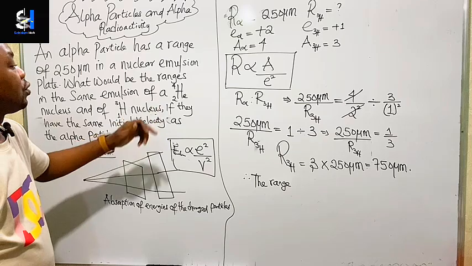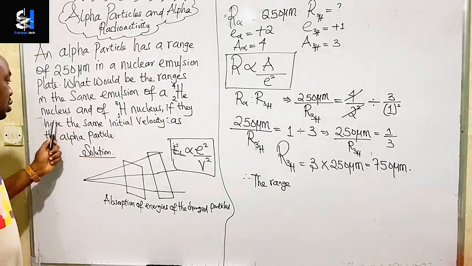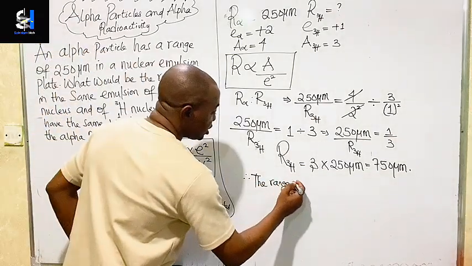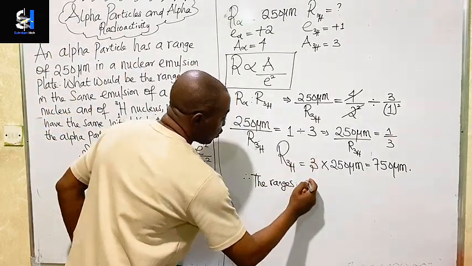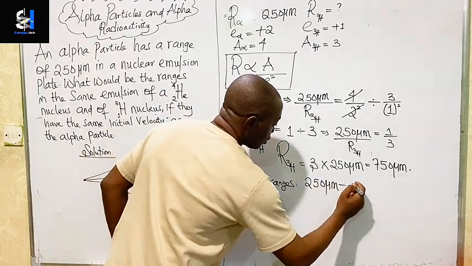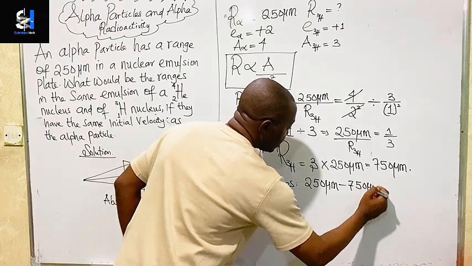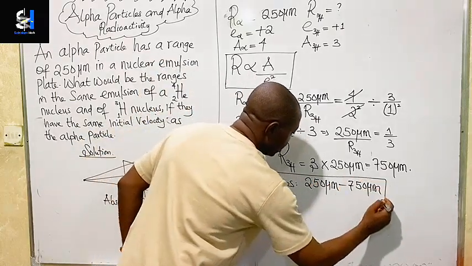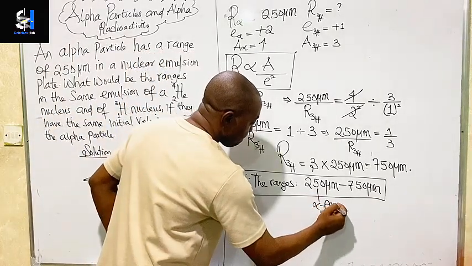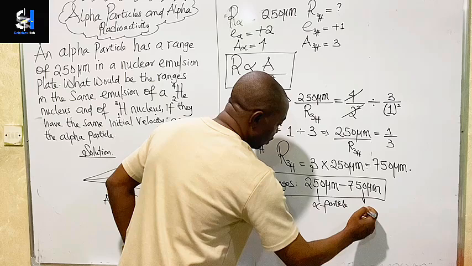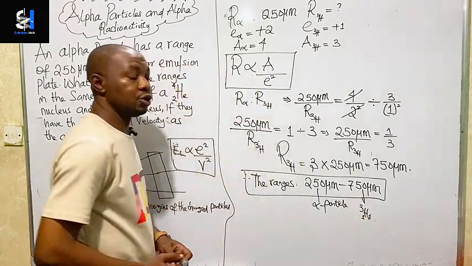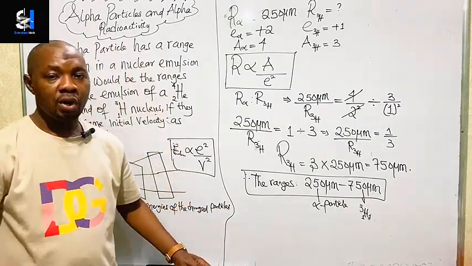Therefore, these are the ranges in the emission of a helium nucleus and of a tritium nucleus if they have the same initial velocity. The ranges would be 250 micrometer to 750 micrometer. Don't forget that the first is for the alpha particle, and this one is for the tritium nucleus. This is the range we are looking for.